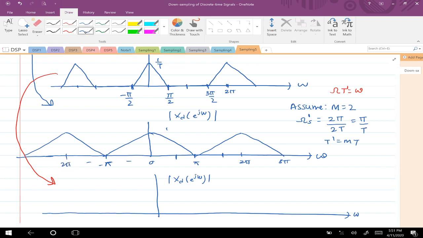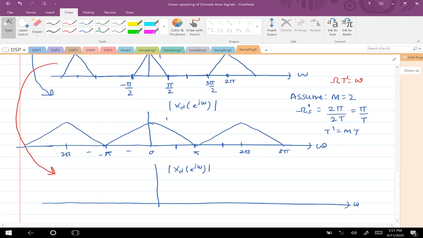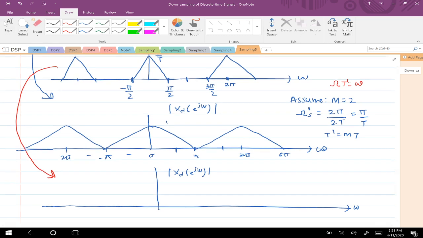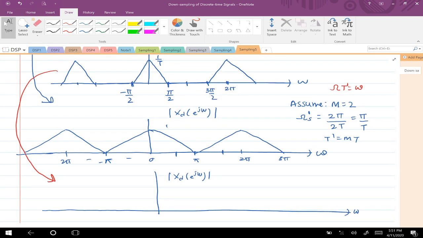So come back here, you want to get it here from there. The first thing we could do is draw the first copy here, whichever is there, 1 by t is there. Earlier it was this, again 1 by mt is there. Whatever the magnitude is there, when I plot it here, that magnitude 1 by t is getting scaled, and also that pi by 2 is moving to pi here.